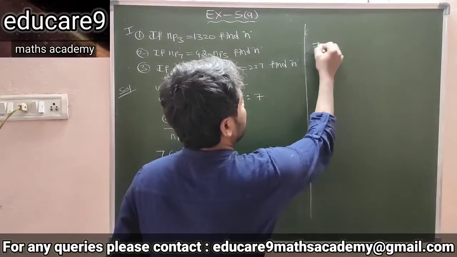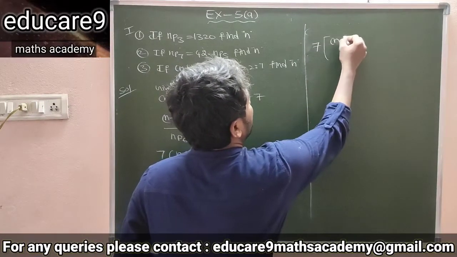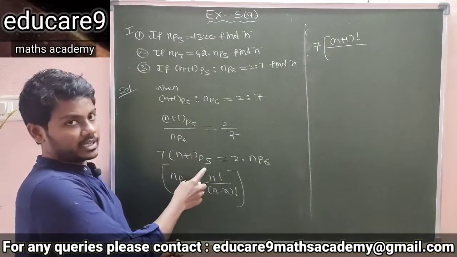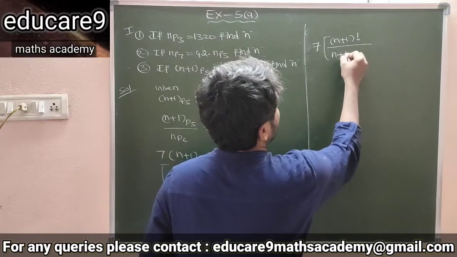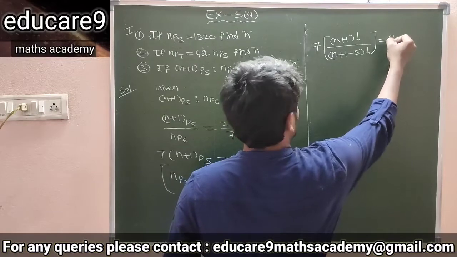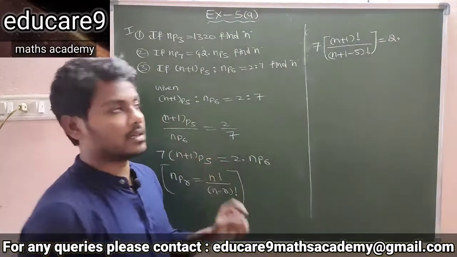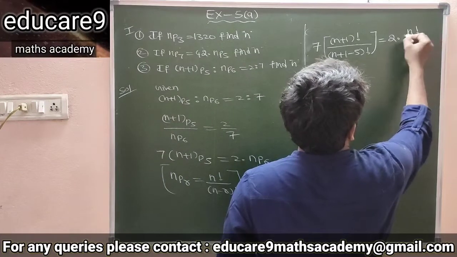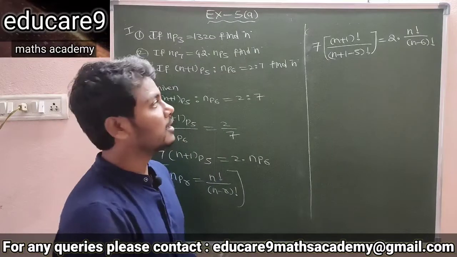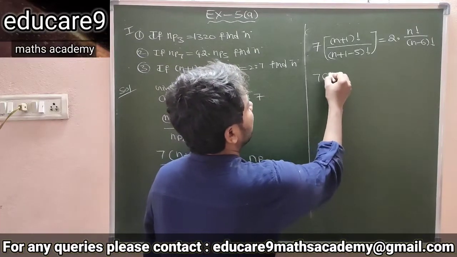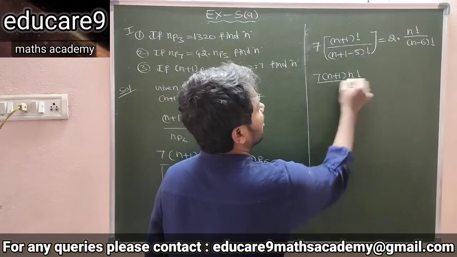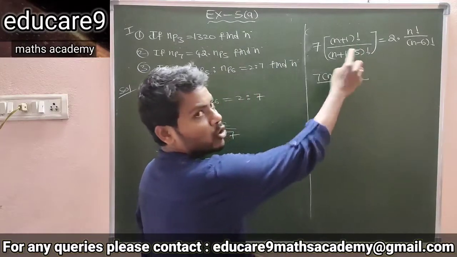Now this is 7 into (n plus 1) factorial divided by (n plus 1 minus 5) factorial, this is equal to 2 into nP6. This can be written as n factorial by (n minus 6) factorial. Now this can be written as 7 into (n plus 1) factorial, written as (n plus 1) into n factorial, divided by (n minus 4) factorial.